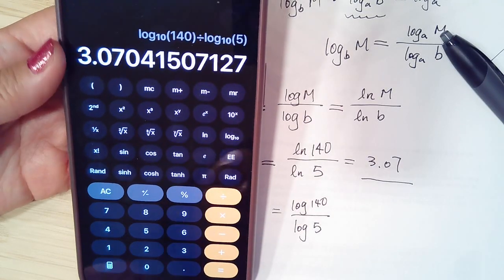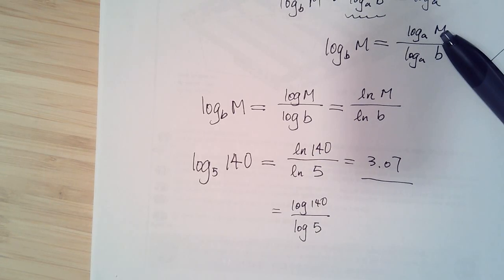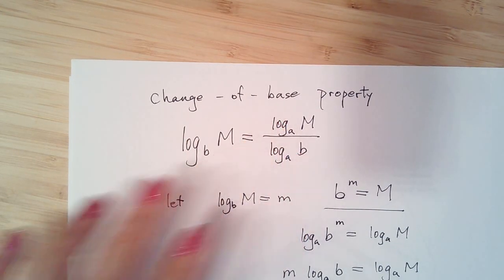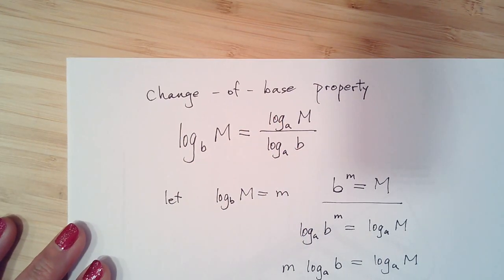All right, now think about what we have learned in this section. We learned more properties of the log, and we learned how to condense, we learned how to expand, and finally we learned the change of base property. This is very important. Okay, so that's all for the properties of the log.